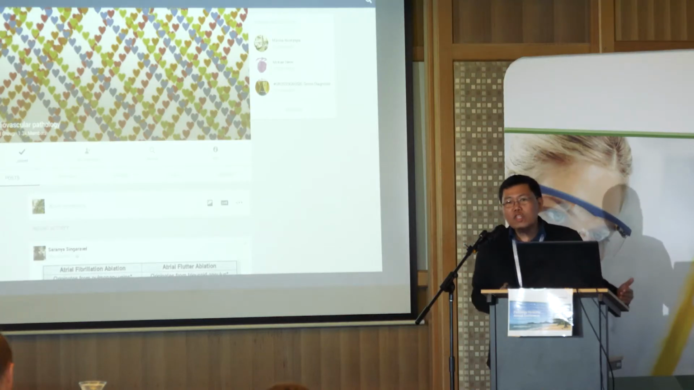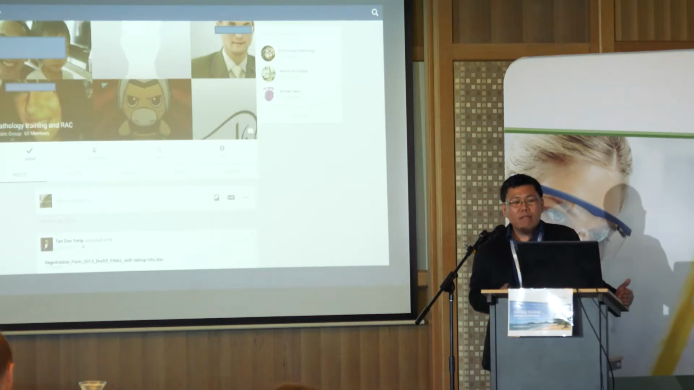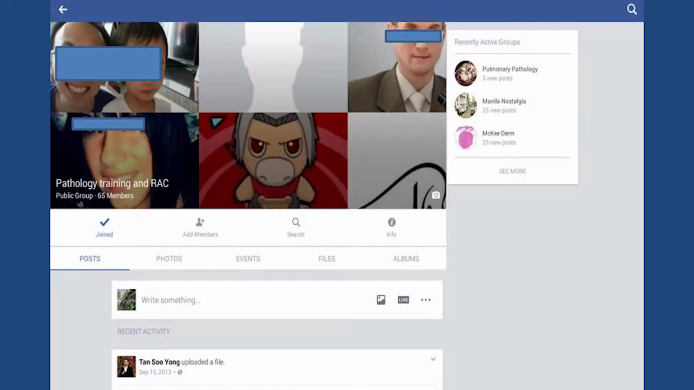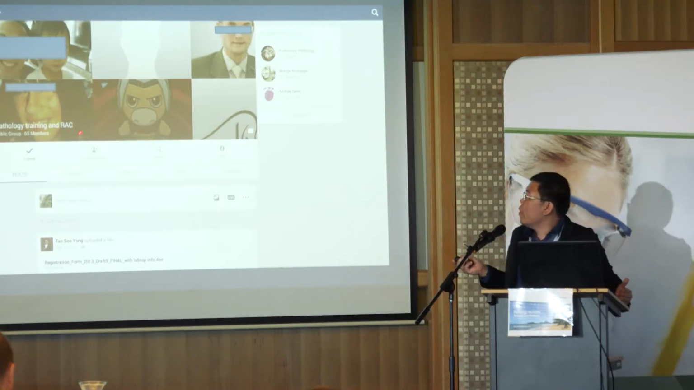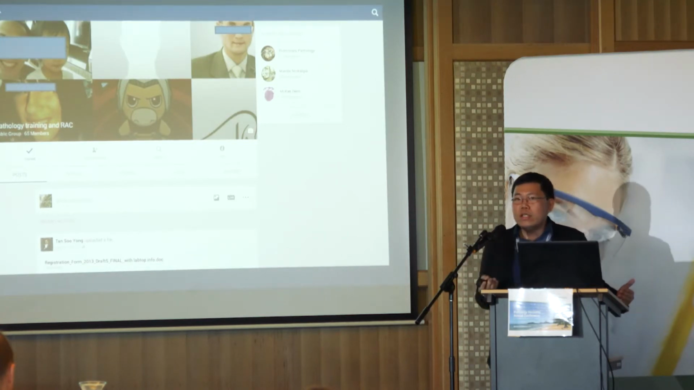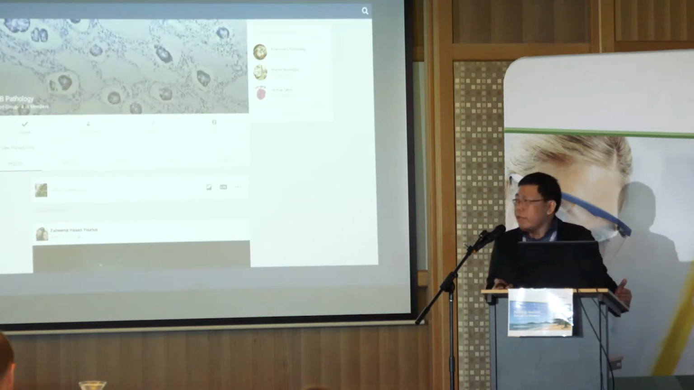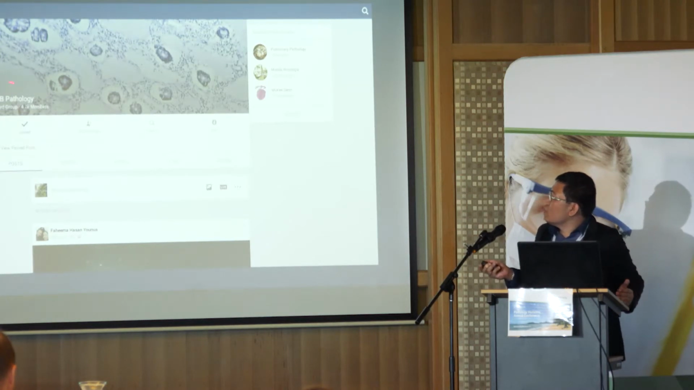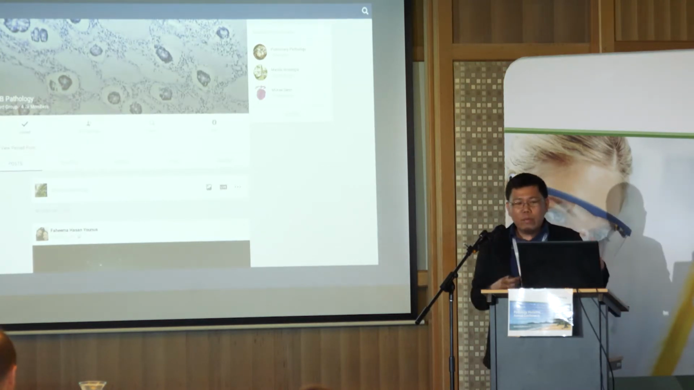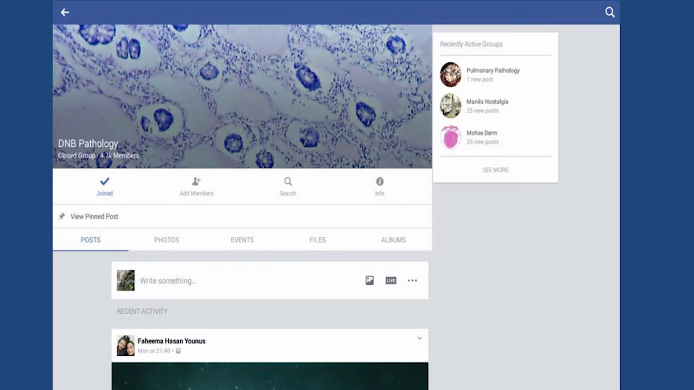And with my engagement in social pathology, I was invited also to be part of the trainee forum. This particular forum is based in Singapore, the pathology training forum. Usually the members are trainees with a few pathologists who can moderate the discussion. This particular group, the DNB pathology, is based in India. I was also invited to moderate some of the discussion as well.